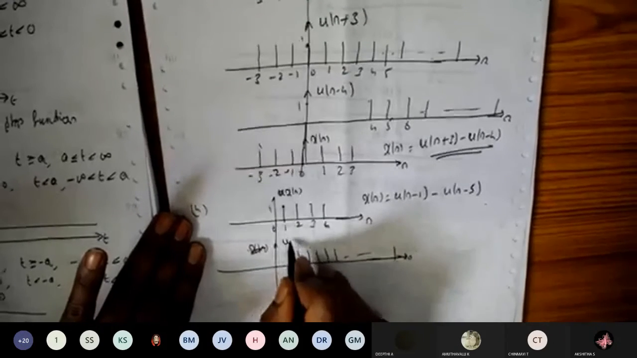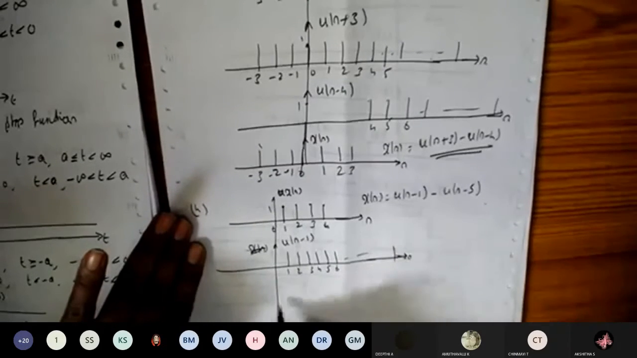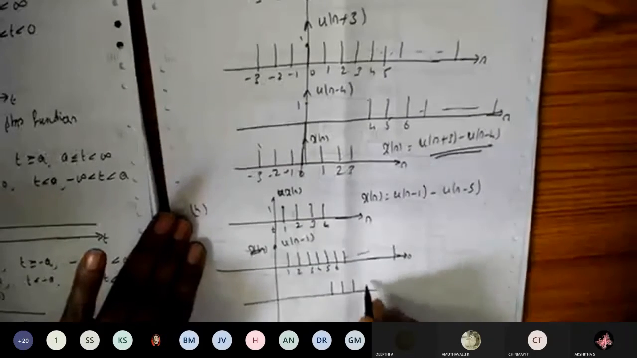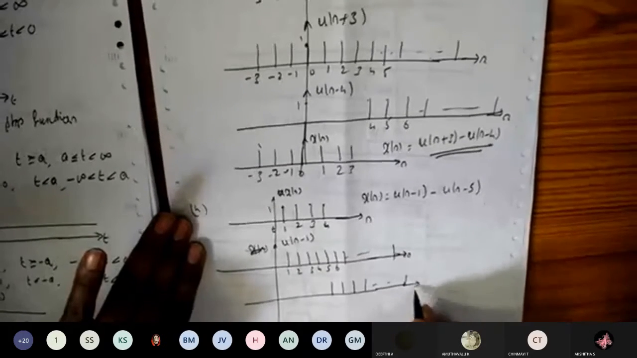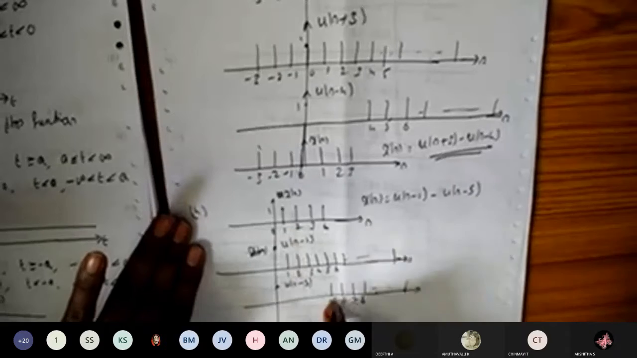So this one we call u of n minus 1. From 5 onwards we should remove, so 5, 6, 7, 8 up to infinity is removed. This is called u of n minus 5. When you take the difference of these, we get the waveform like this. For the discrete time signal, we should take the value one sample more than that.